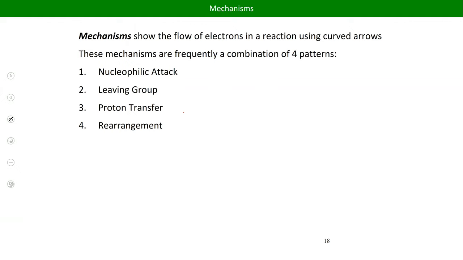Now that we've defined all of our terms enough, these four steps, or some combination of them, are going to make up pretty much every mechanism step we see in OCHEM. Everything that happens in OCHEM, every time you make a new intermediate or a new product, it's going to be one or more of these four steps. Sometimes they can happen simultaneously, sometimes they happen in discrete steps, but it's always going to be these four. And I'm going to show you examples of each of them.